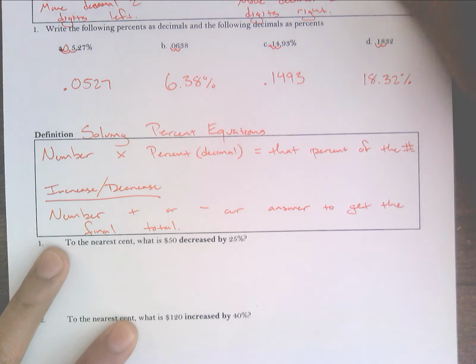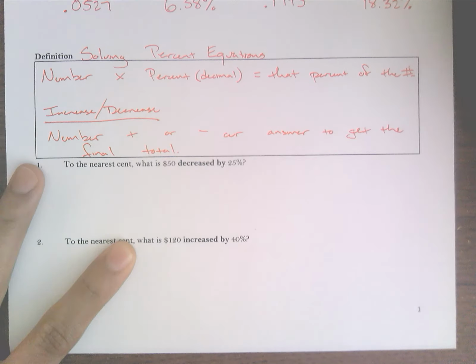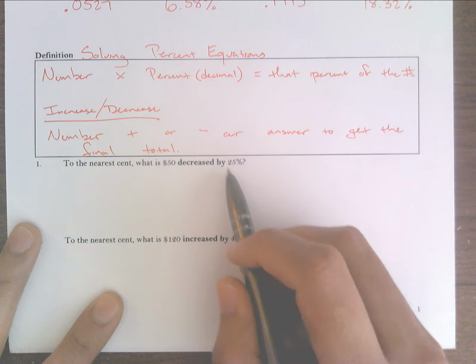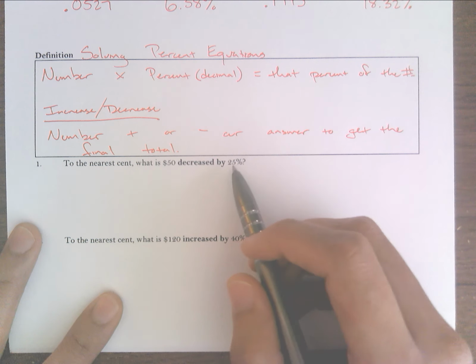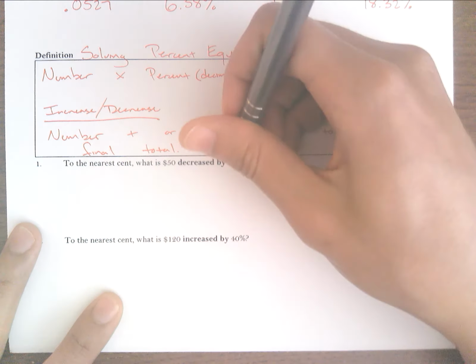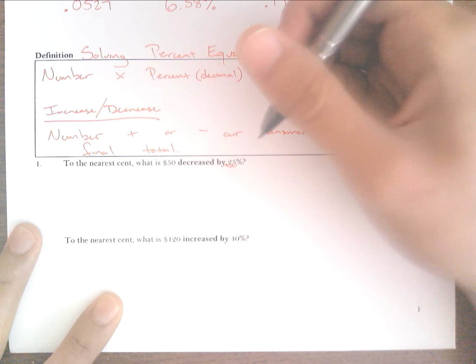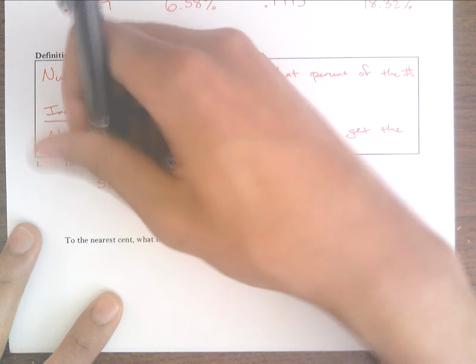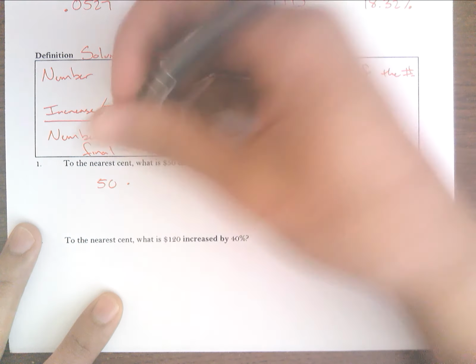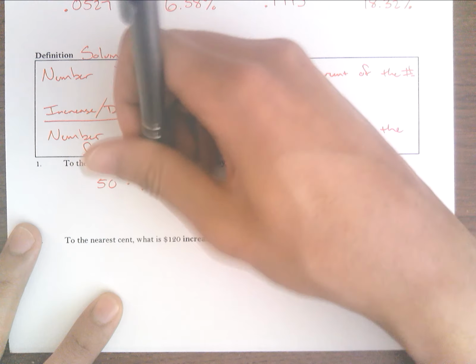Here, to the nearest cent, what is $50 decrease by 25%? So first we have to take this percent and convert it into decimal. So this is a percent. We have to take the decimal place and move it to the left 2 places. So moving it to the left, as a decimal, we have 0.25. So we're going to take our number, 50, times that percent as a decimal, which is 0.25. And we're going to see what that is.